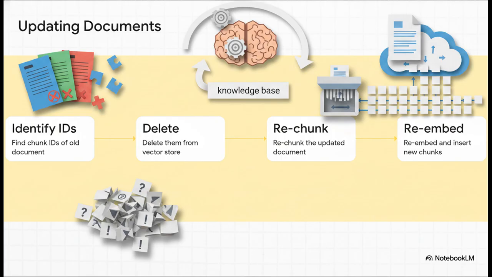If a document was originally split into 15 chunks, well, you have 15 separate vectors. When that document gets updated, you can't just casually update a single row in a database. You have to use a document registry mapping layer to identify all 15 of those old chunk IDs, explicitly delete them from the vector store, re-chunk the entire updated document, and only then re-embed and insert the new chunks. If you skip any of these steps, your system is just going to serve overlapping, contradictory garbage.